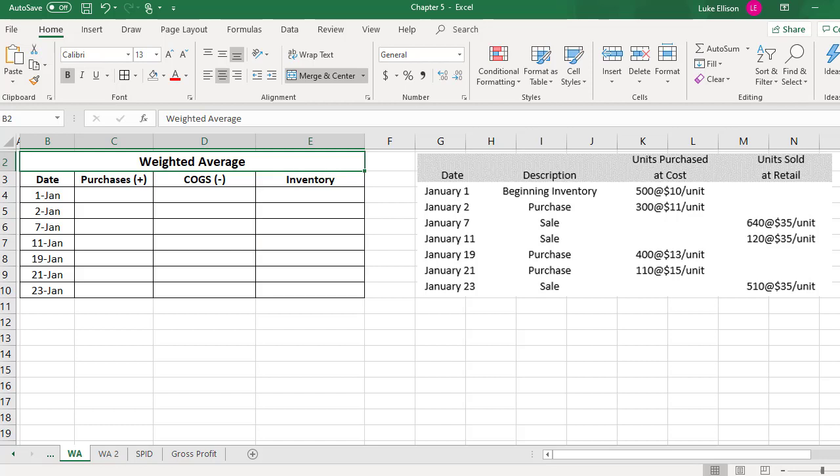Our first piece of information is from January 1st. The company had 500 units of inventory, which they had previously purchased at $10 each. Since these units are part of beginning inventory, we can place them in the inventory column.